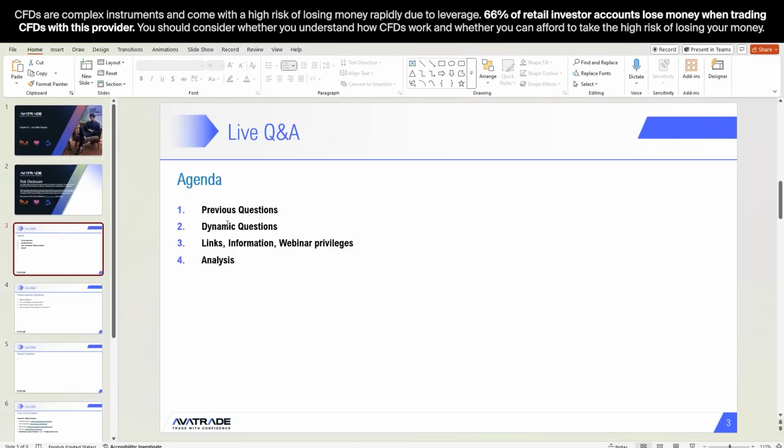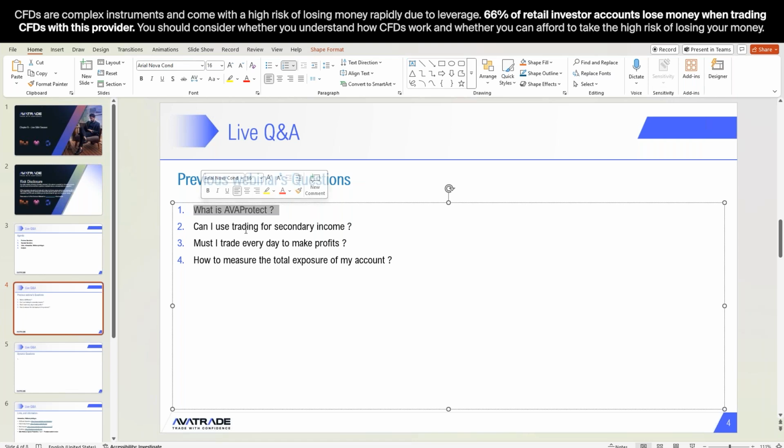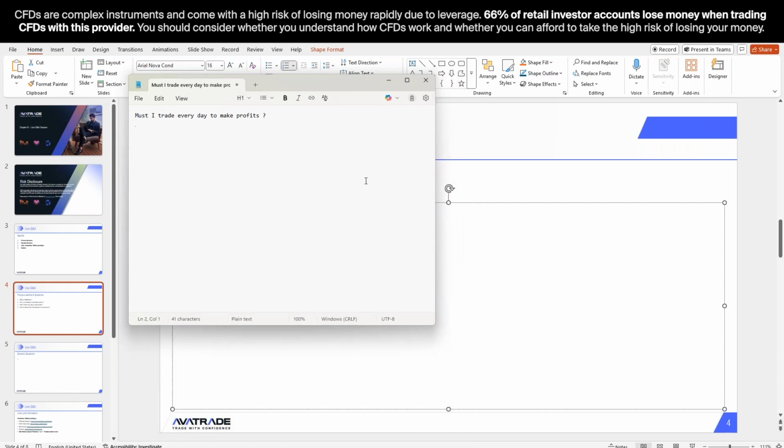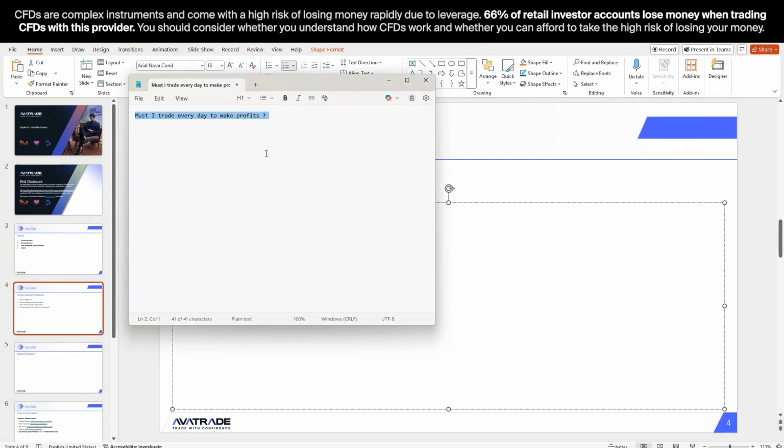We are going to begin with the previous questions. The previous questions, as we see, are right here. I hope the sound seems okay. The first question here is, what is AvaProtect? We also received it yesterday, and we're going to see what this product is and how we can use it. For that, we're going to have a notepad to write down the answers. We're going to paste the question right here at the top, and see how we can use this product.